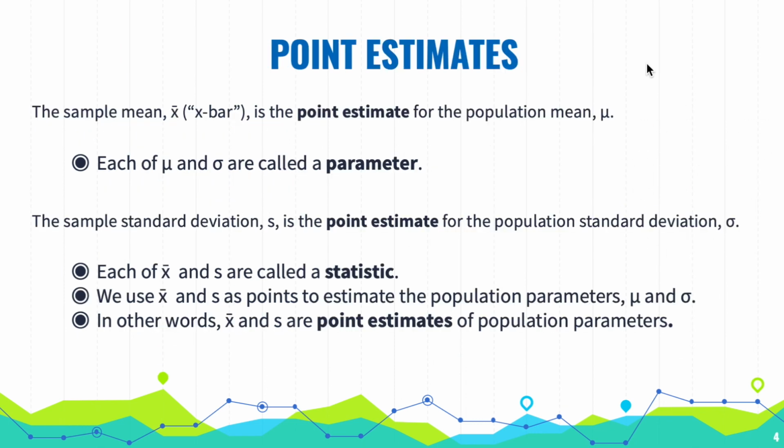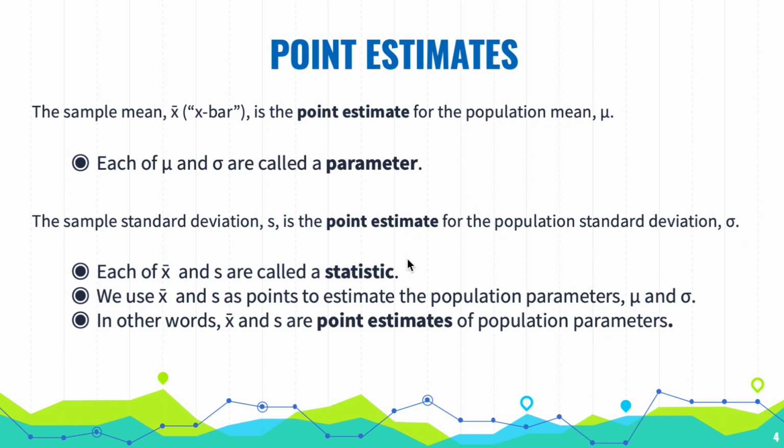The sample mean x bar is what we call a point estimate for the population mean mu. What do we mean by point estimate? It means that there's a singular value that we're using to estimate a population parameter. So remember that each of mu, that's the average of our population, and the standard deviation of the population, lowercase sigma, both of those are called parameters. Parameters are pieces of information about a population. The sample standard deviation, s, is the point estimate for the population standard deviation, written as lowercase sigma.